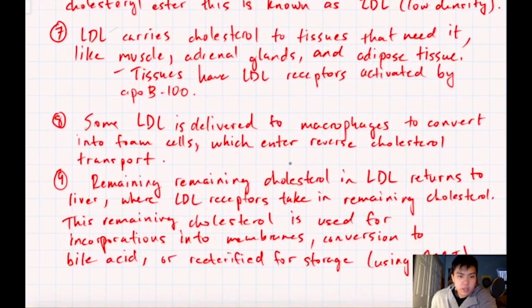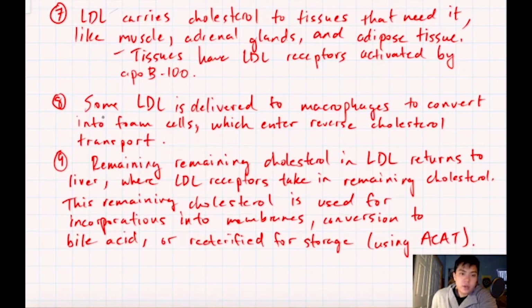All right, two more steps in the endogenous pathway. Not all of your LDL is going to be used up, right? You're still going to have a lot of cholesterol in that VLDL remnant. Some of it is delivered to macrophages, and this is going to convert your macrophages into foam cells, which are just macrophages with a bunch of cholesterol in them. Later we're going to learn it enters the reverse cholesterol transport, which is purple in this diagram. We'll talk about that later though.